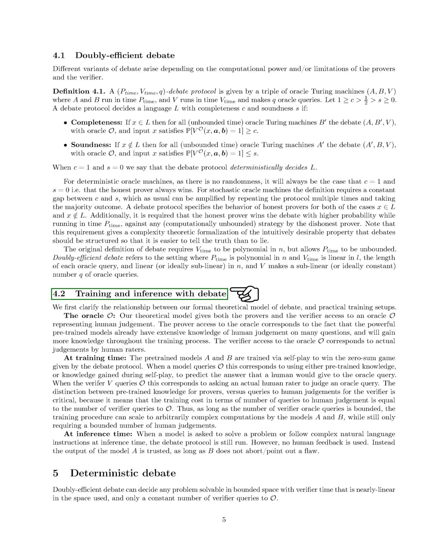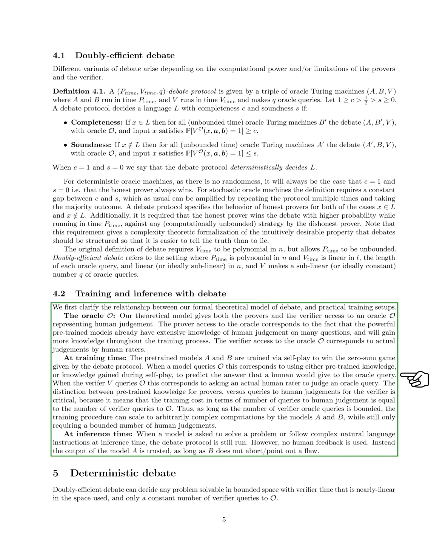Now, let's discuss how this debate concept relates to training and inference. In our theoretical model, both the provers and the verifier have access to an oracle representing human judgment. The prover's access to the oracle represents the pre-trained model's extensive knowledge of human judgment, which continues to grow throughout the training process. The verifier's access to the oracle represents actual judgments made by human raters.